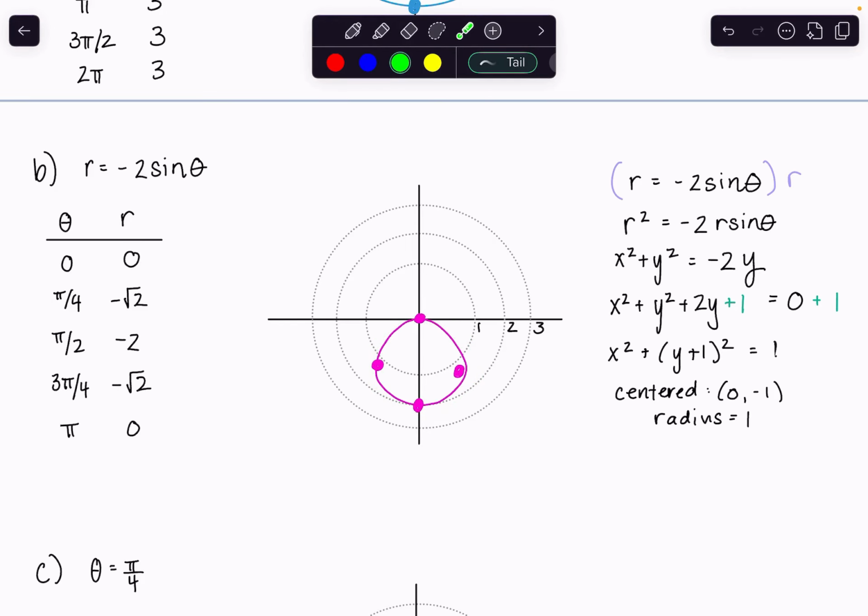Okay. So if I change this to cosine, it would just be moved along the x-axis. And because it's -2 sine, it takes up the bottom part of that axis.